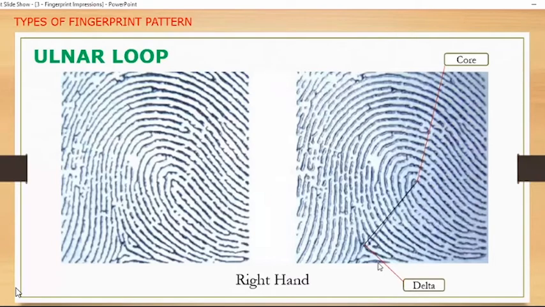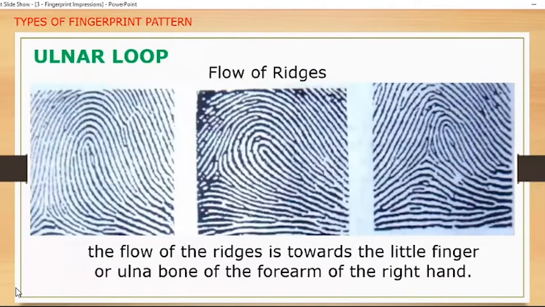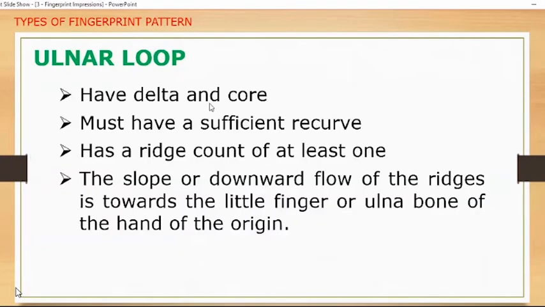Ano yung ridge count of at least one? When you make a straight line from delta to the core, ito yung delta, ito yung core. Pag gumuhit ka dyan, meron siyang tinatawag na intervening ridges. That is the ridges between the delta and core. So, dapat meron siyang intervening ridges. Ang tawag doon ay ridge count. Diba? Yun ang tawag dyan, ridge count. So, ibig sabihin, those are the three essential elements of the loop. Having a delta in core, meron siyang sufficient recurve, at meron siyang ridge count of at least one. That is the three essential elements.